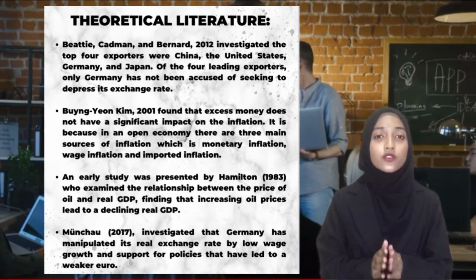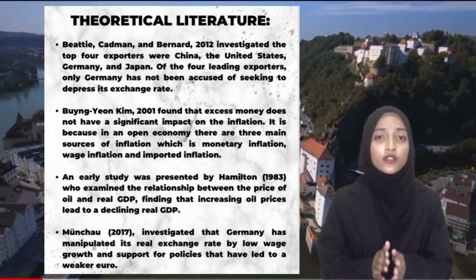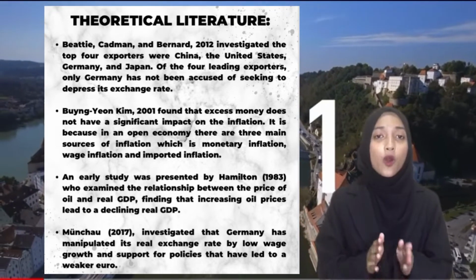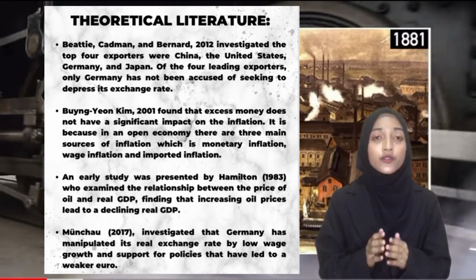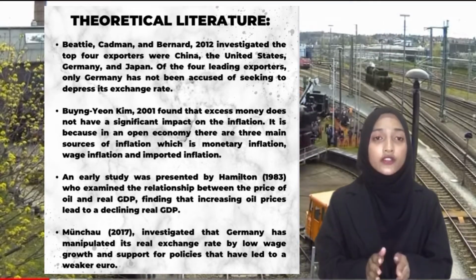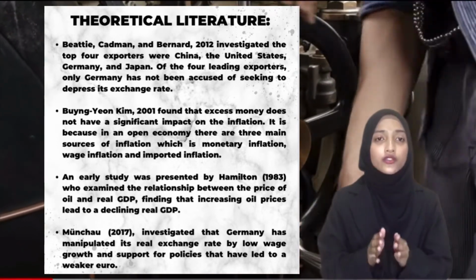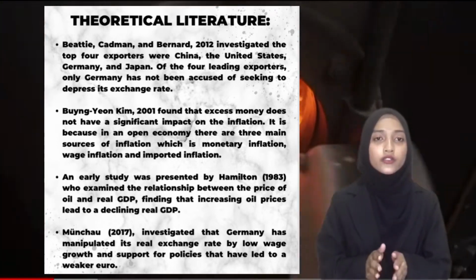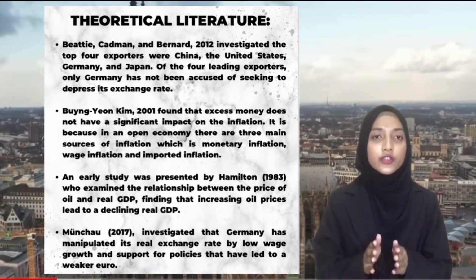Bowen and Young Kim 2001 found that excess money does not have a significant impact on inflation. It is because in an open economy, there are 3 main sources of inflation, which are monetary inflation, wage inflation, and imported inflation. An early study presented by Hamilton 1983 examined the relationship between the price of oil and real GDP, finding that increasing oil prices lead to a decline in real GDP.